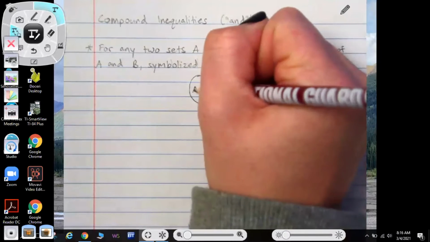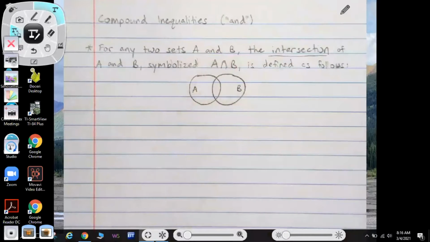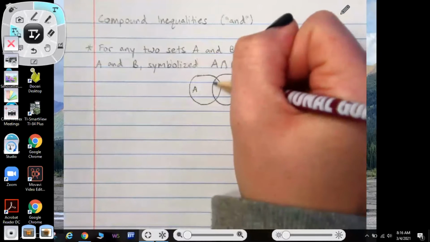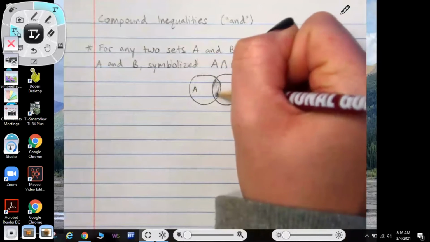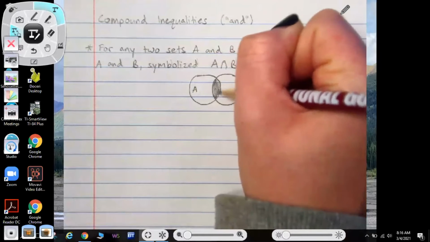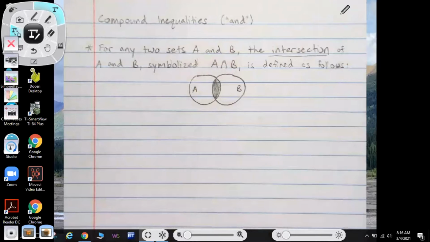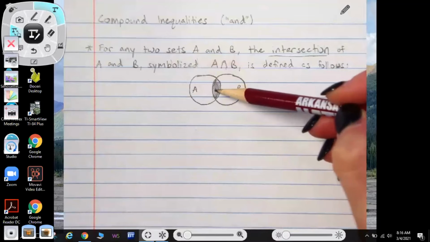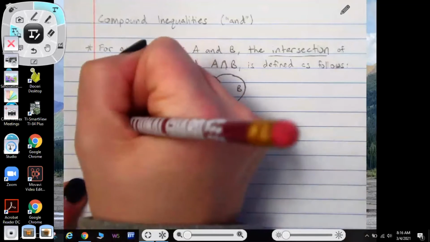If this is set A and this is set B, the intersection of sets A and B is only the part where they overlap. So only the numbers that are in both set A and set B get put in the intersection. For the union of two sets, we used every number that was in either one. Now for the intersection, we only use the numbers that are in both sets. So let's look at an example of that.